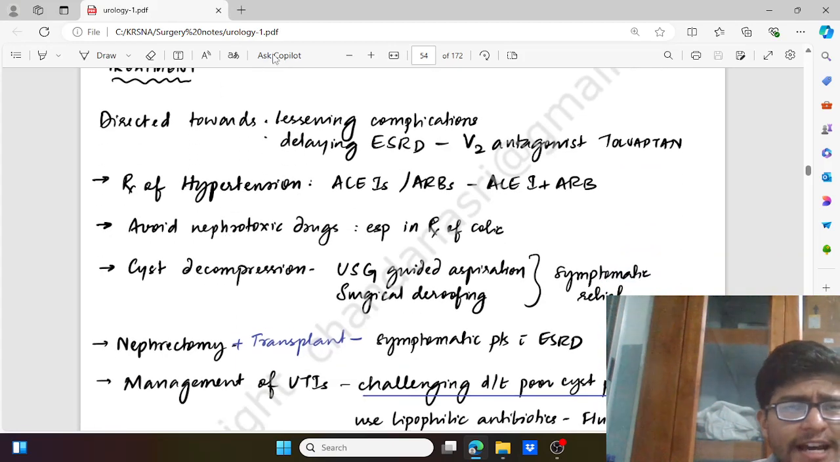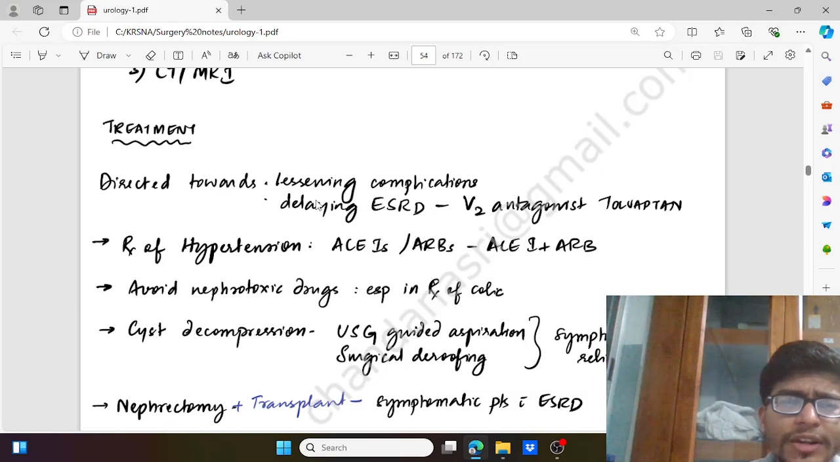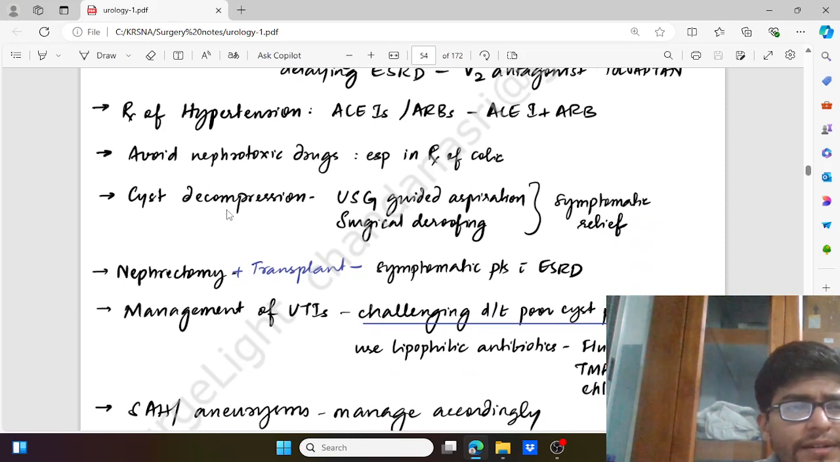Now seeing the treatment, which is directed towards reducing complications and delaying the end-stage renal disease. For that, we can use tolvaptan, which is an ADH antagonist, V2 receptor antagonist. Treatment of hypertension through ACE inhibitors and ARBs can also be used together sometimes, avoiding nephrotoxic drugs. Cyst decompression through USG guided aspiration or surgical deroofing. It will provide symptomatic relief in cases where the patient is having renal flank pain.